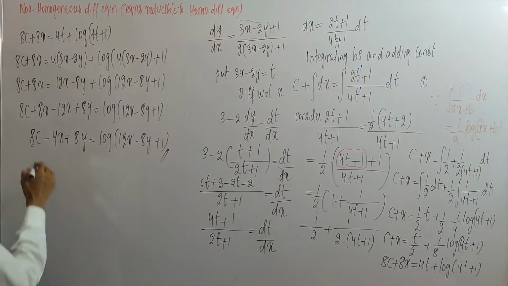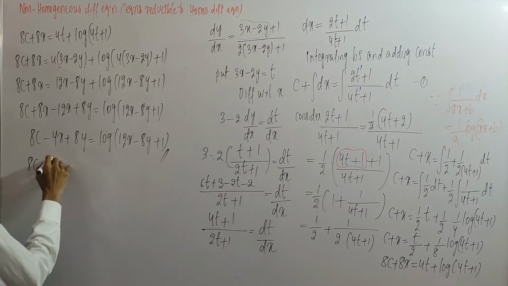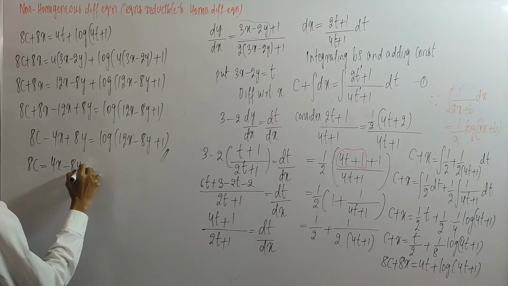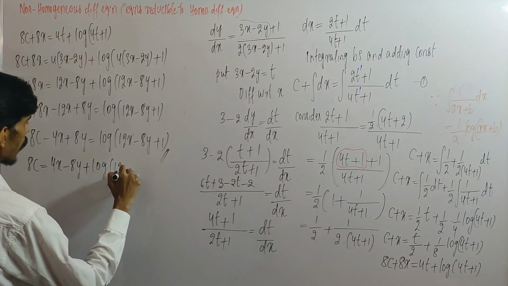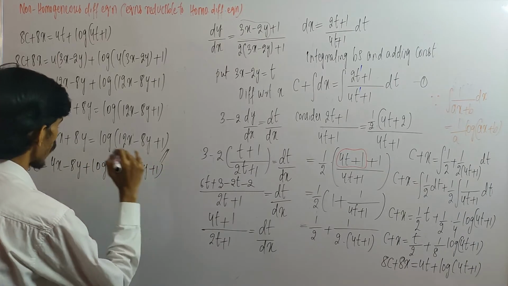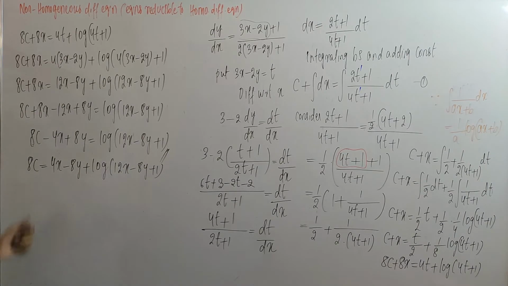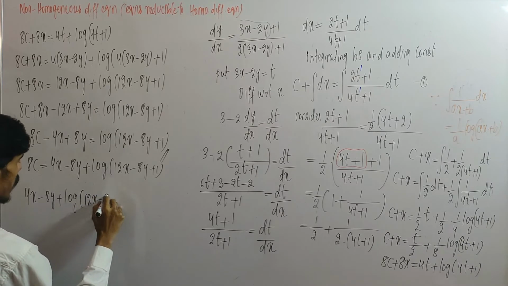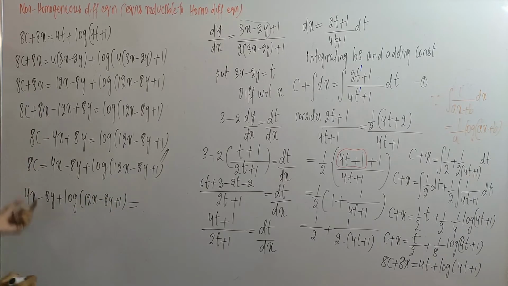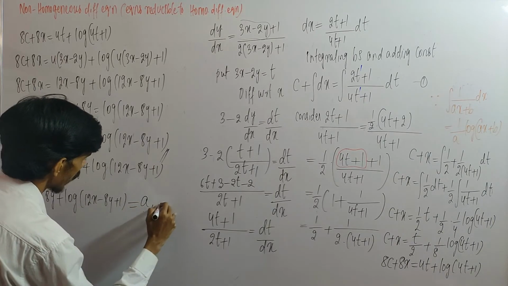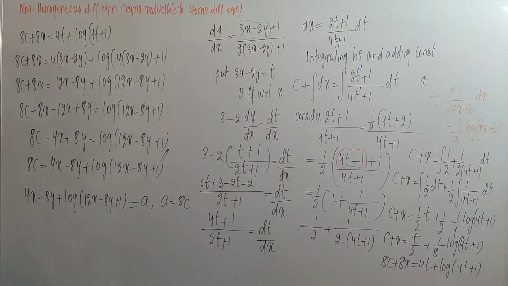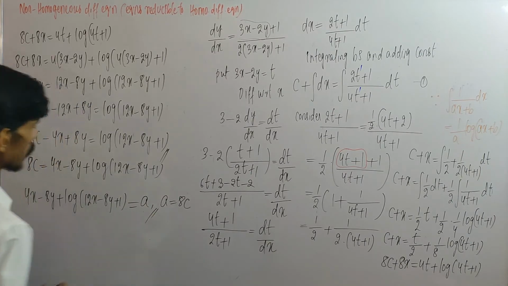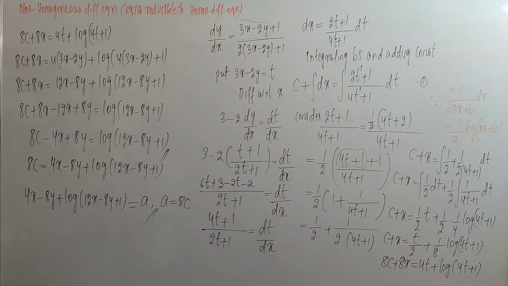So it can be written as 8c is equal to 4x minus 8y plus log 12x minus 8y plus 1. This equation finally can be written as 4x minus 8y plus log 12x minus 8y plus 1 is equal to a, where that 8c can be taken as a constant a, with a value of 8c. This can also be the solution, or we can stop here itself.